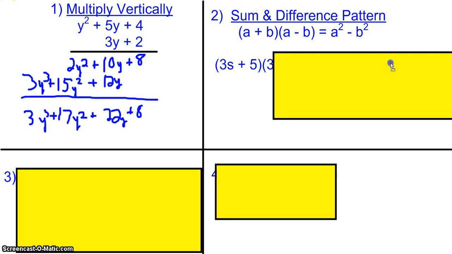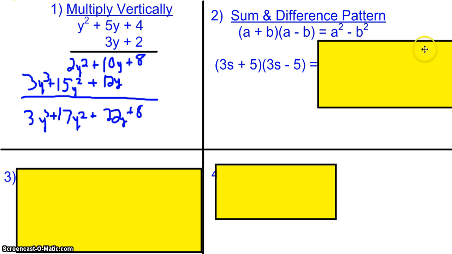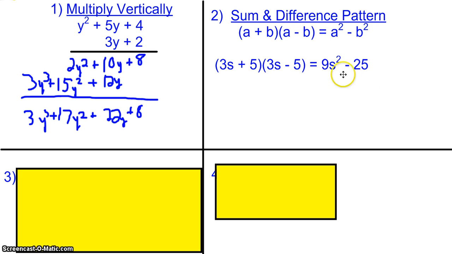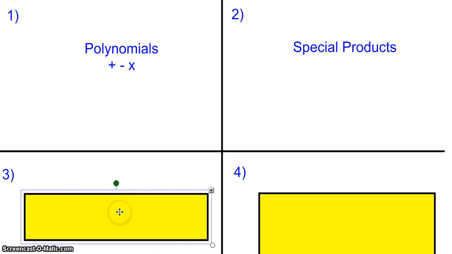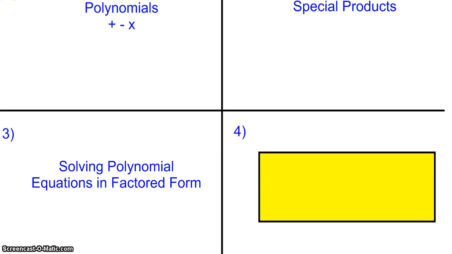So see if you can answer this question. Oops, revealing too much. When you FOIL this, or when you see this, you know you're going to end up with the first term squared, right? Minus the last term squared, or 25. The difference of two perfect squares. Very good. Okay, our third section after special products was solving polynomial equations in factored form.